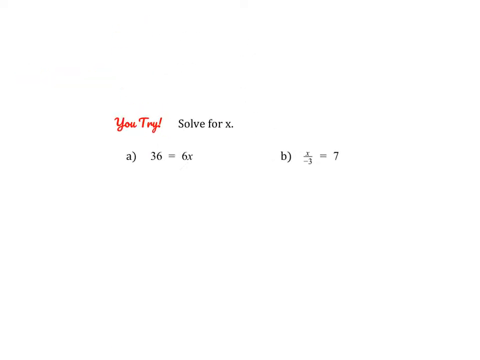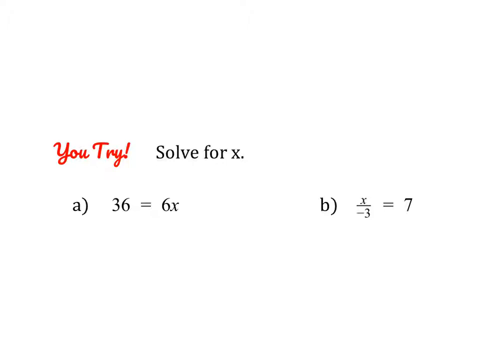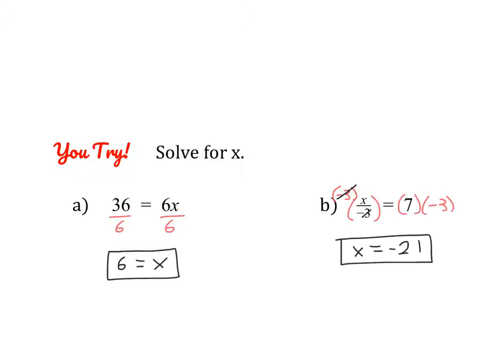All right, go ahead and pause the video and give these 2 problems a try. All right, let's go ahead and check our work. So in the first one, we should divide by 6 on both sides, and on the second one, we should multiply by -3 on both sides. So make sure your answer is -21.